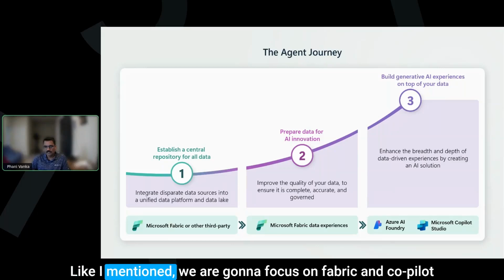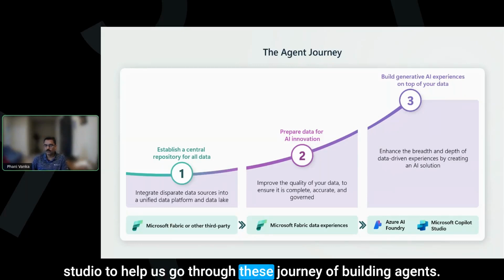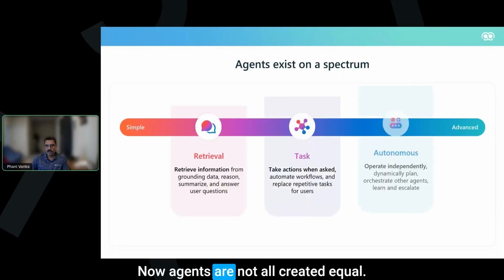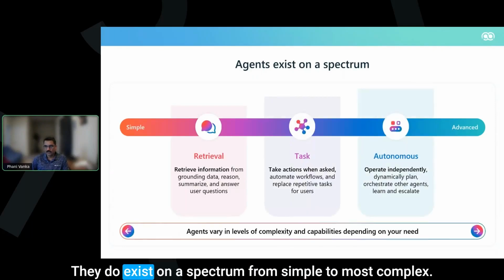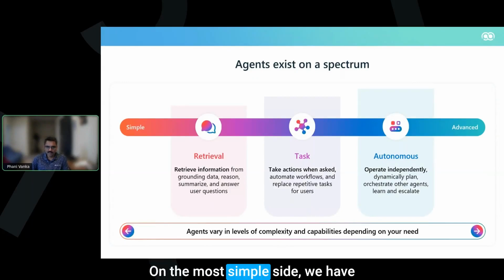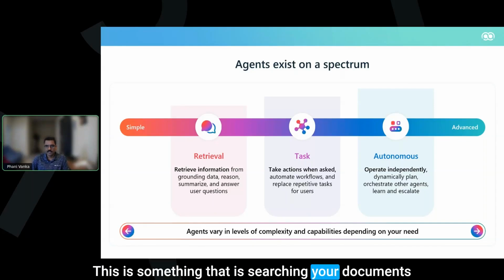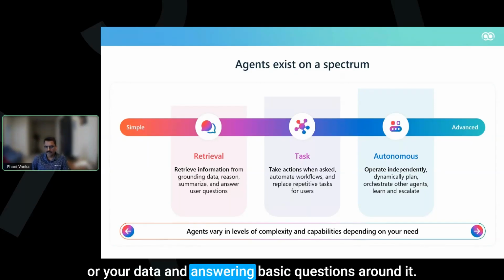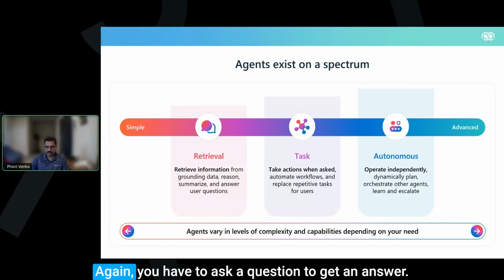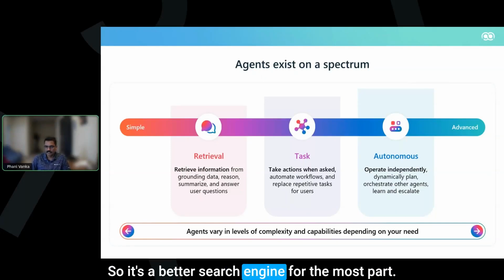Like I mentioned, we're going to focus on Fabric and Copilot Studio to help us go through this journey of building agents. Now, agents are not all created equal. They do exist on a spectrum from simple to most complex. On the most simple side, we have a simple retrieval agent. This is something that is searching your documents or your data and answering basic questions around it. Again, you have to ask a question to get an answer. So it's a better search engine for the most part.